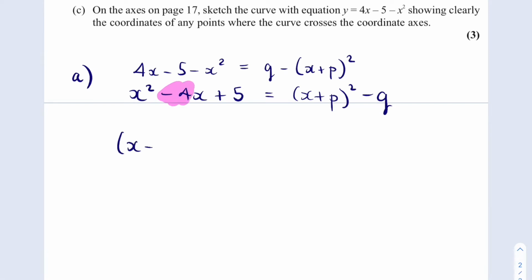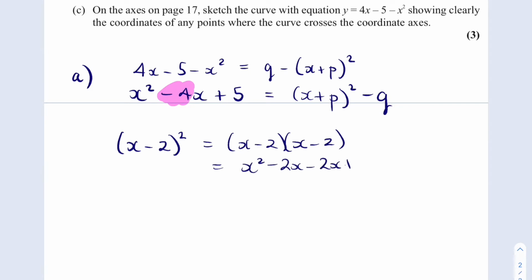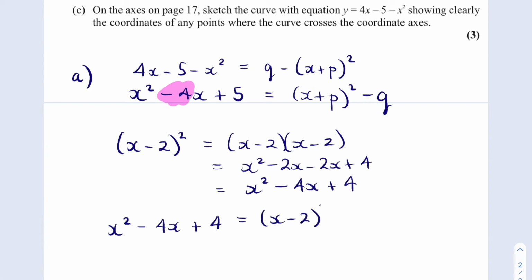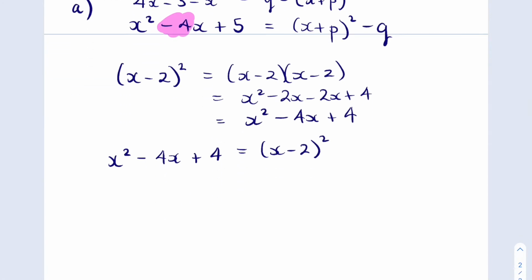We always take half of this value. So I start with this. I multiply this out first just to see what I'm left with. I'll have an x squared, I'll have 2 minus 2x terms and a positive 4 on the end, which simplifies to x squared minus 4x plus 4. Okay, so I can say that x squared minus 4x plus 4 is equal to (x minus 2) squared. And I'm writing it this way around just for those of you that can't see that straight away.